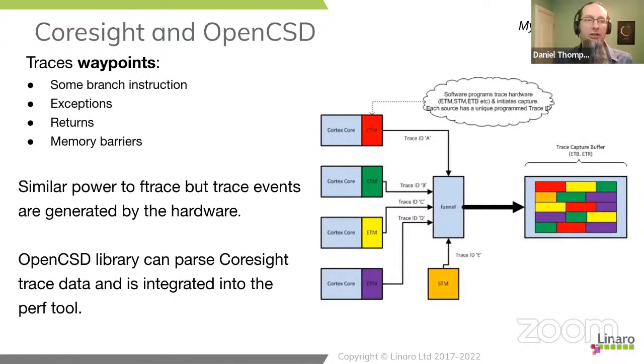So we've been looking at using traces to try and find out what the system was doing when we've missed our deadline. We've looked at ftrace, we've looked at a couple of other things. We can bring in CoreSight as well. So CoreSight is hardware-based trace. CoreSight is ARM's family of debug technologies.